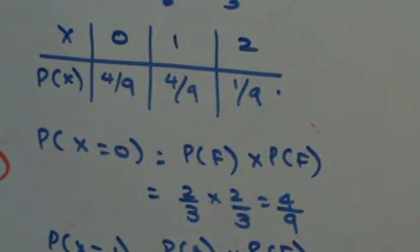Find the probability distribution of the number of sixes when a dice is tossed thrice.